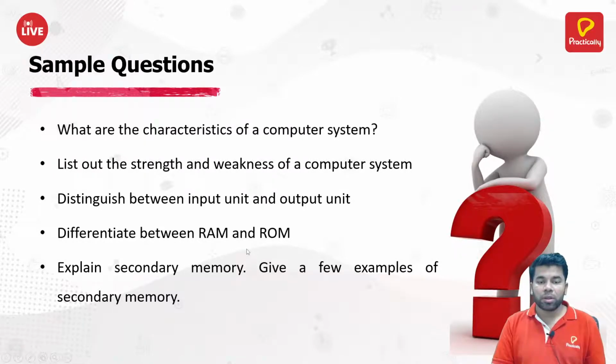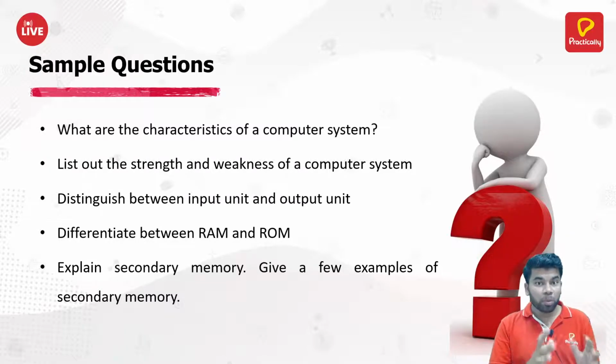Explain secondary memory. Give a few examples of secondary memory devices. So how can you explain secondary memory? These are the devices which are used to store the data in the computer system permanently. Once we feed any data to the computer system and want to store it in the secondary memory devices, we can store that data permanently unless we want to delete it.